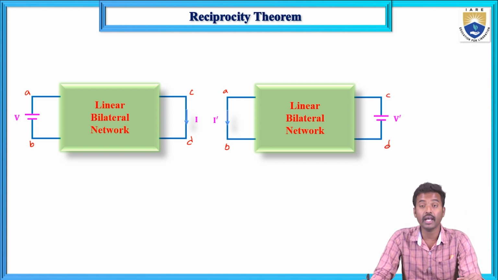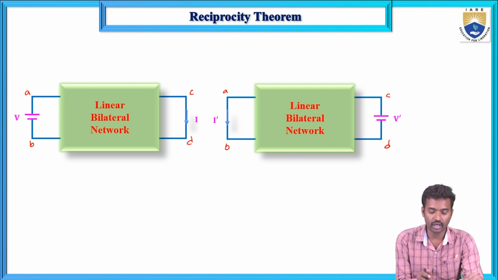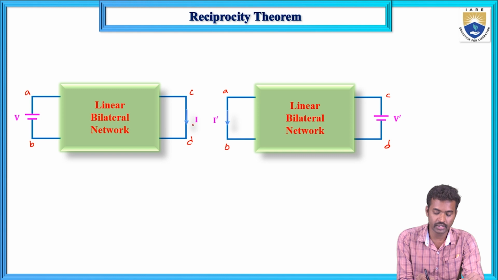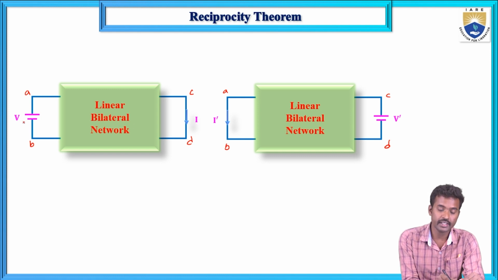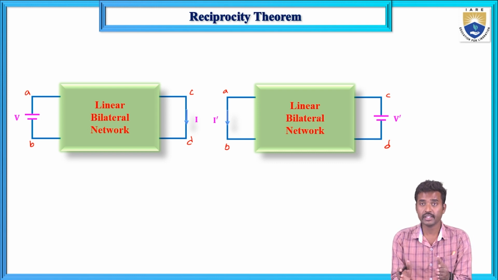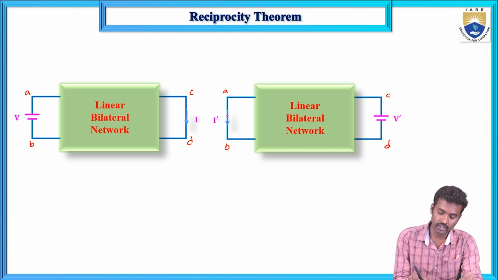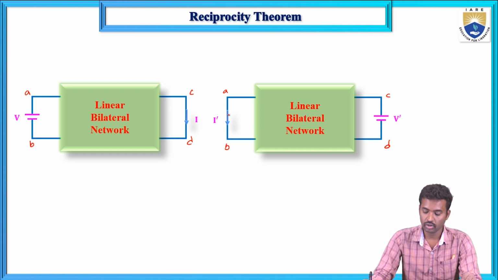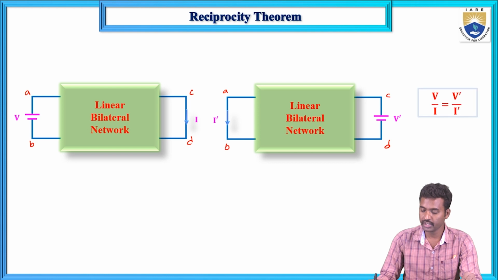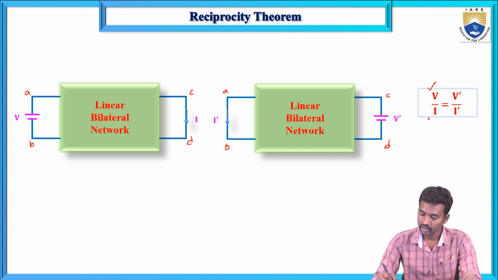Here the AB terminal and CD terminals are interchanged. So source and response are interchanged. Here at CD, the response is the current. Here the excitation is the voltage. In the same way, we change the source terminal, that means the voltage source is at the CD terminal and the current is measured at the AB terminal. Now this current is changed.